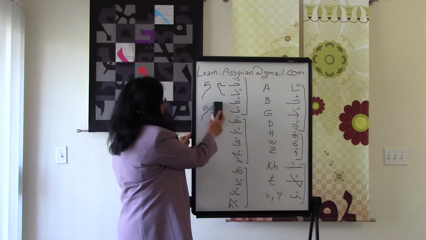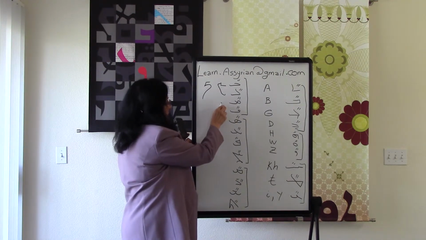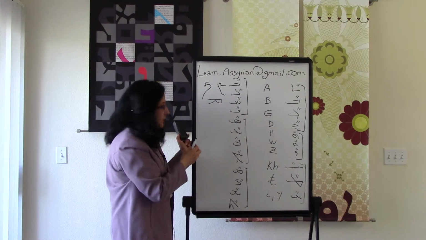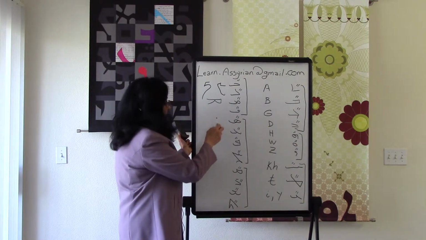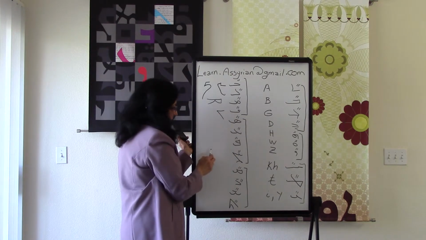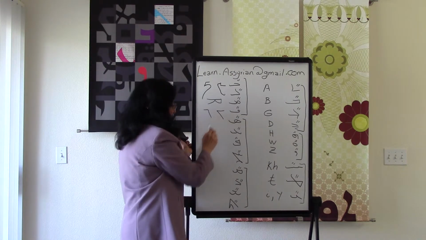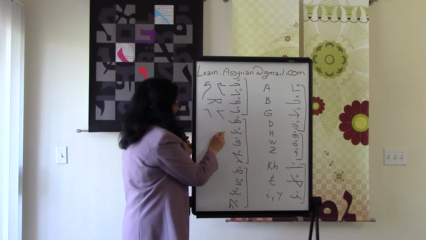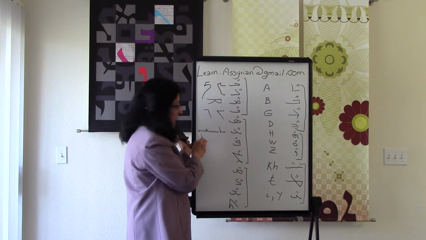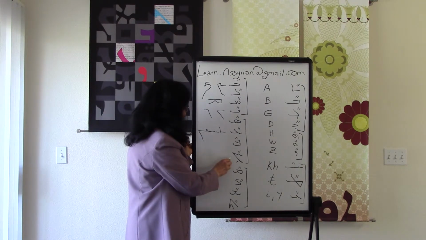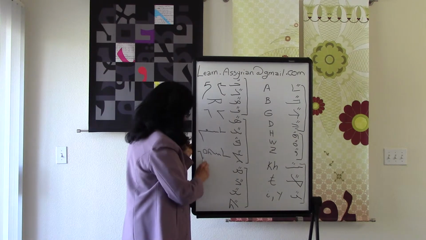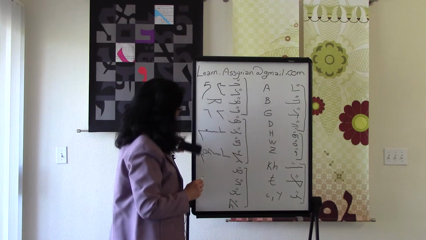Now mim also assumes a different shape, which is like this. Nun also assumes a different shape at the end of the word, also depending on whether it connects or not. If it connects, it's like that. If it does not connect, it's like this. For example, the pronoun we is like that because nun connects. And the pronoun you is like that because waw does not connect.